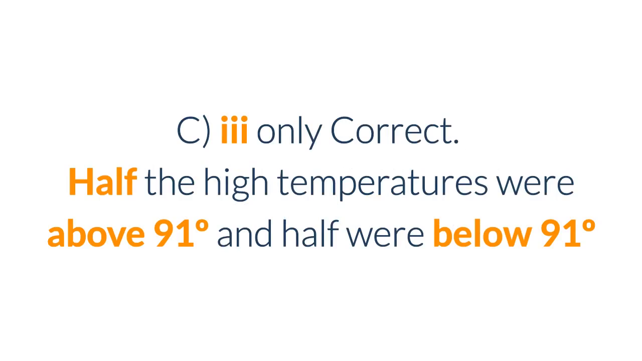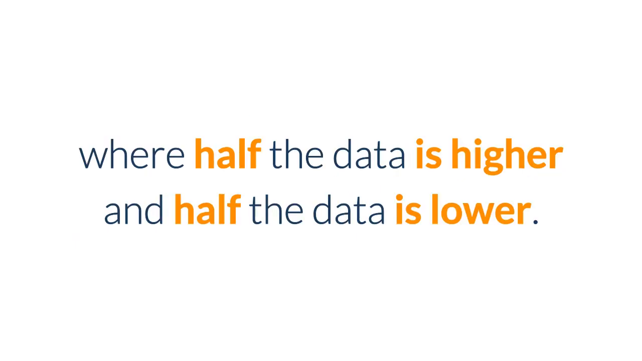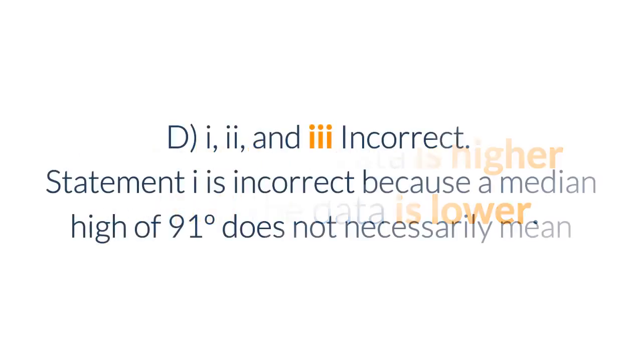C, 3 only, is correct. Half the high temperatures were above 91 degrees and half were below 91 degrees, since the median will always represent the value where half the data is higher and half the data is lower.